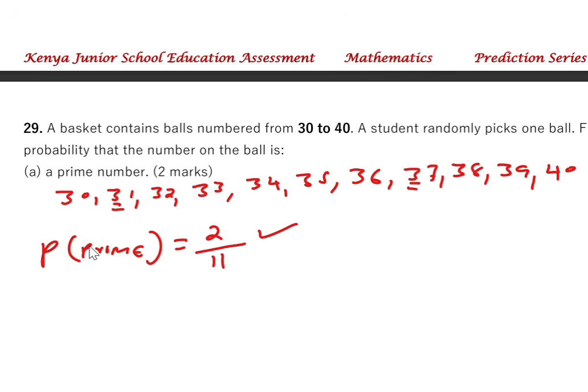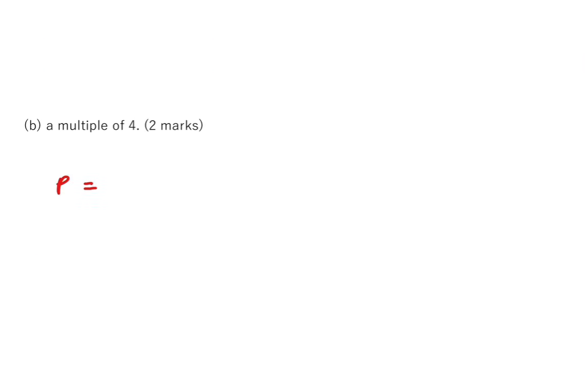Part B, a multiple of 4. So a multiple of 4 means it can be divided by 4. So probability of picking a multiple of 4 will be, how many numbers? 32 divided by 4, this is a multiple of 4. What about 34 divided by 4? It's not a multiple. What about 36? This is a multiple of 4, 36 divided by 4 gets 9. What about 38? 38 is not a multiple of 4. 39. What about 40? 40 is a multiple of 4. So probability of picking a number that is a multiple of 4 will be, we have 3 numbers, so it is 3 over the total, which is 11. Therefore, that is the answer to part B.